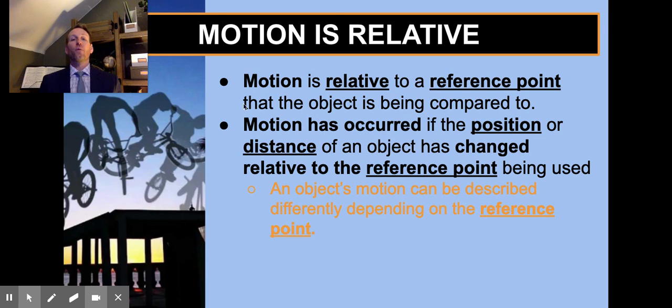All right. Well, what is the definition of motion? Motion has occurred if the position or the distance of an object has changed relative to that reference point. Okay, relative to that reference point. An object's motion can be described differently depending on the reference point. And I just gave that example with the volleyball or whatever type of ball I might have put on the desk, right? If you change the reference point, then all of a sudden, the object's motion is described differently. So it's all based off of that reference point. Pause it if you haven't finished yet. I'm going to move on to the next slide.